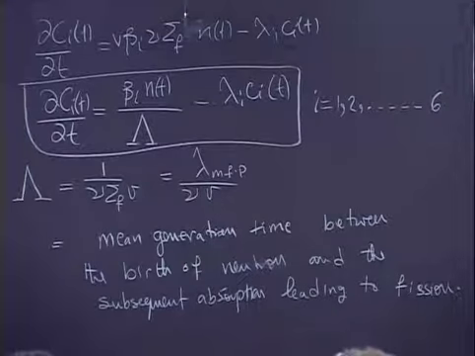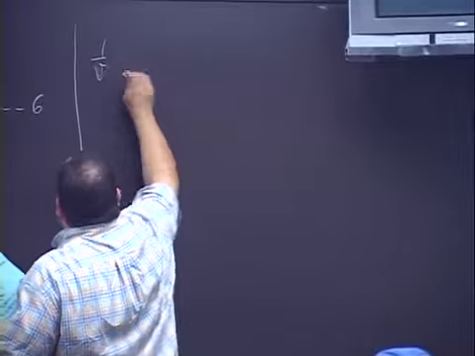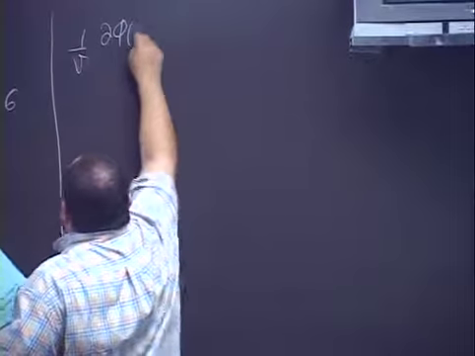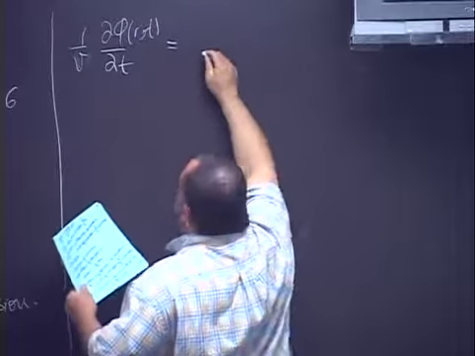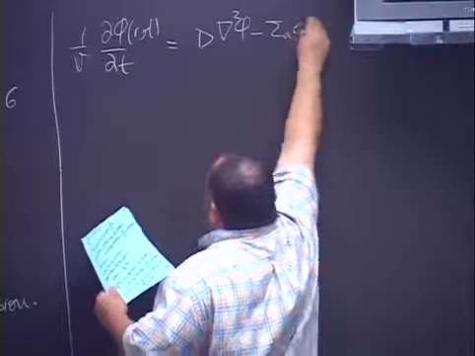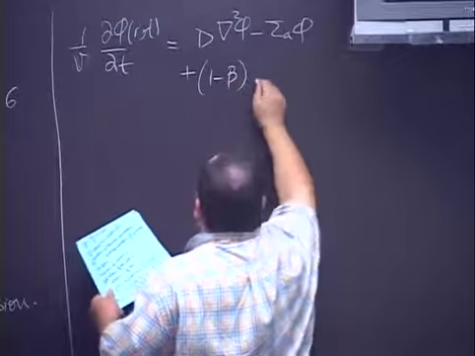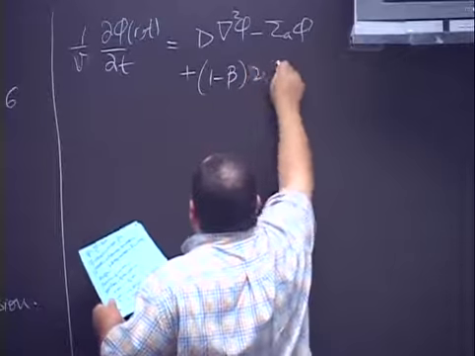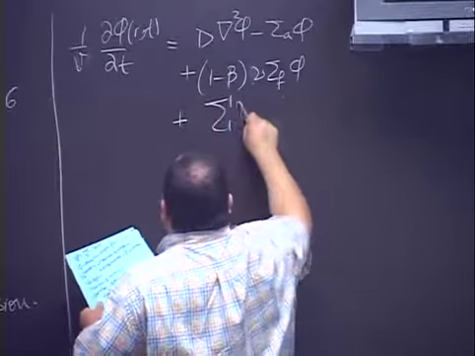Every time we solve this equation in a slab and here and there, the diffusion equation. So the diffusion equation is just 1 over V d phi of r and t by dt equal to what? D nabla square phi minus sigma absorption phi plus the sources. I have one source, which is the prompt fission source, and the other one is the delayed source.